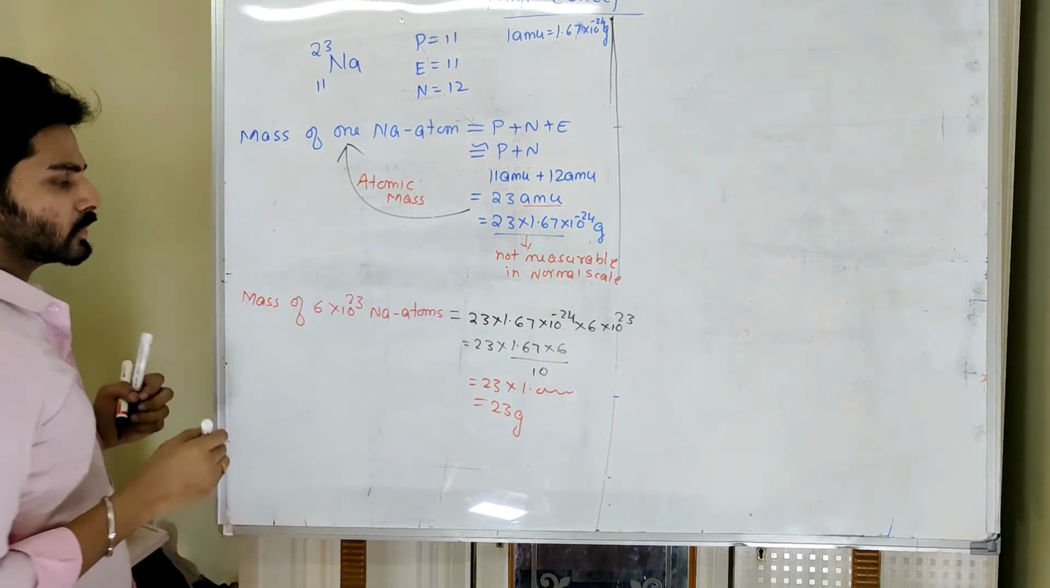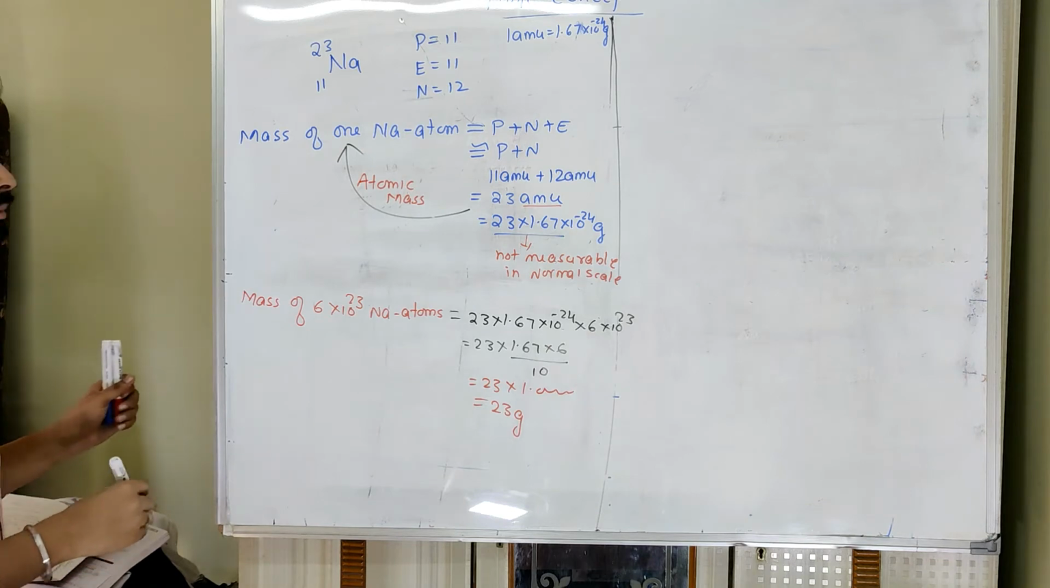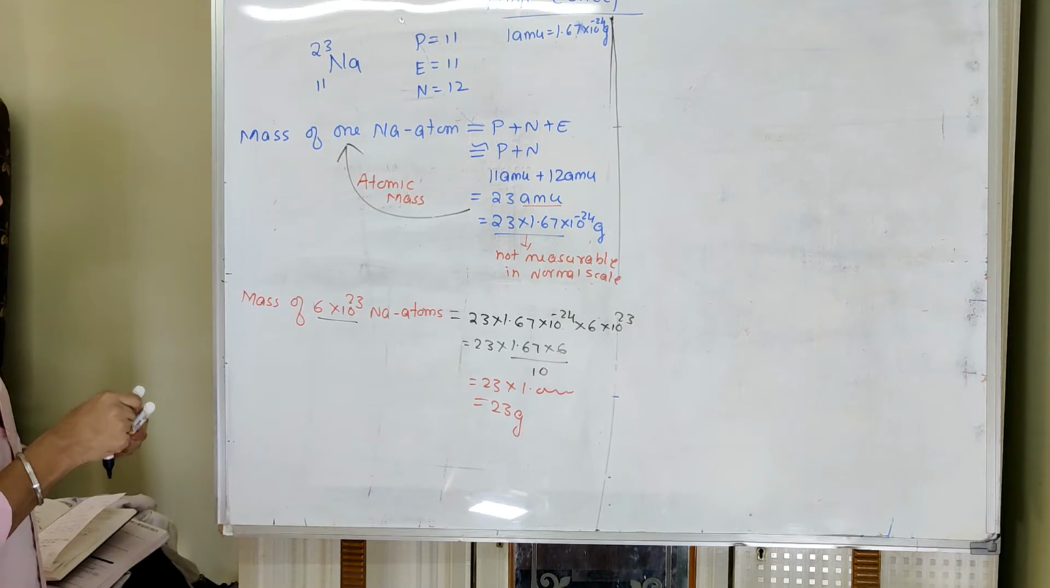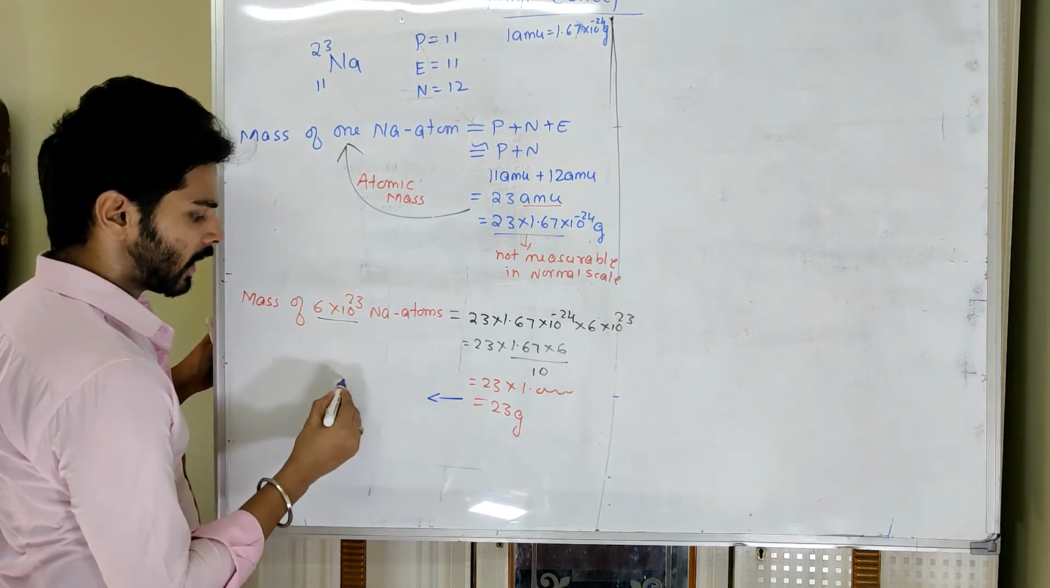Now the difference between 23 AMU and 23 gram is the count of atoms, where 23 gram is called the gram atomic mass.